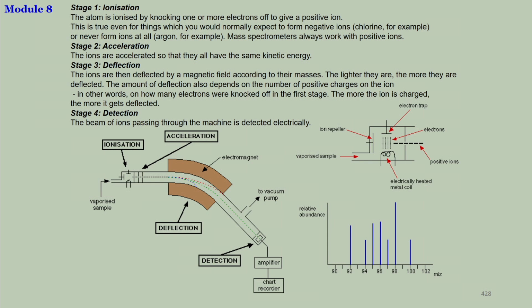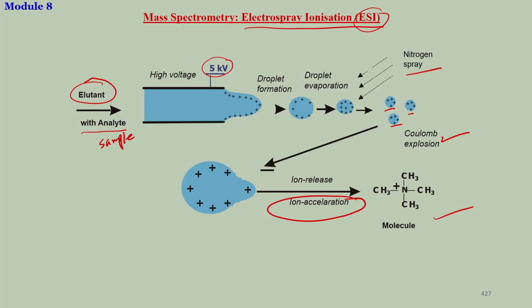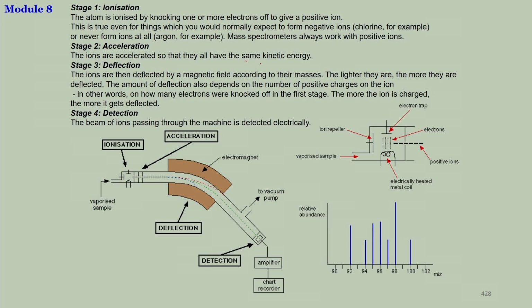And then comes the deflection. The ions are then deflected by a magnetic field. So, I have made a mistake, I guess. The ion accelerator is the chamber where all ions will have equal velocity, the same kinetic energy. Then comes the deflection. The ions are deflected by the magnetic field according to their masses.